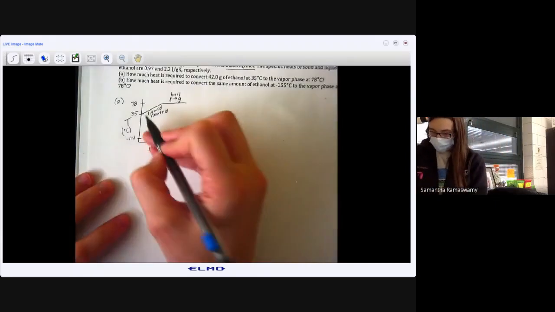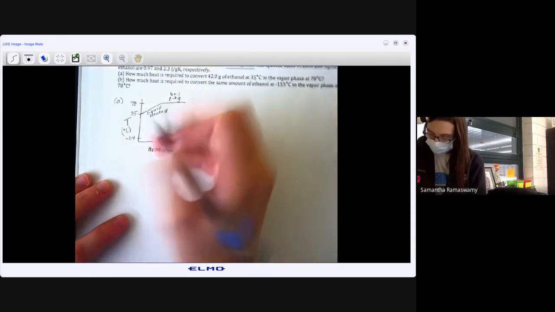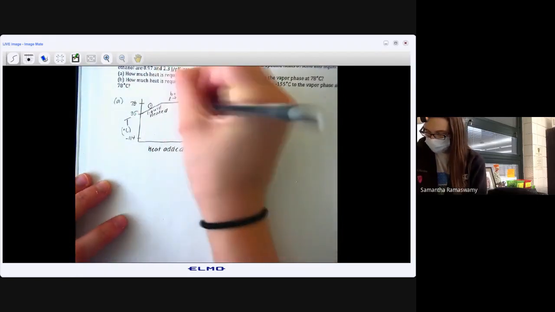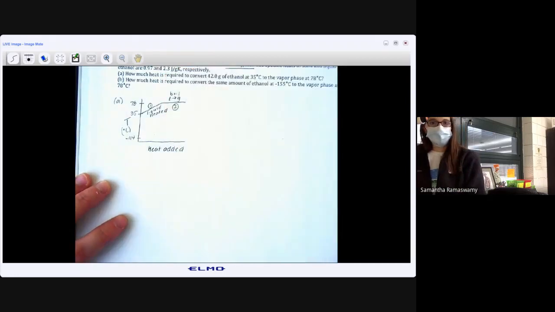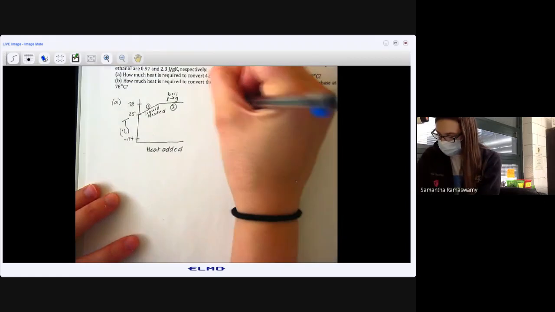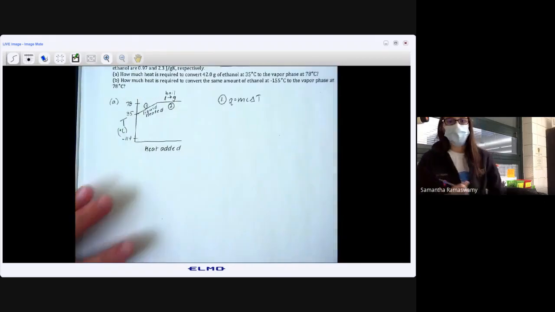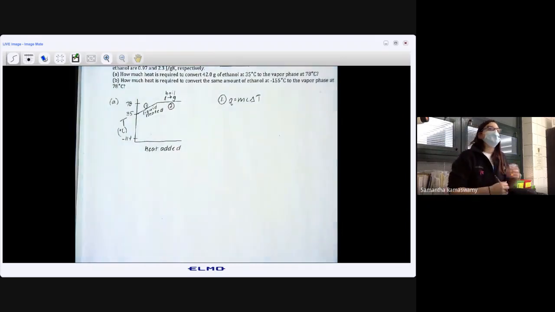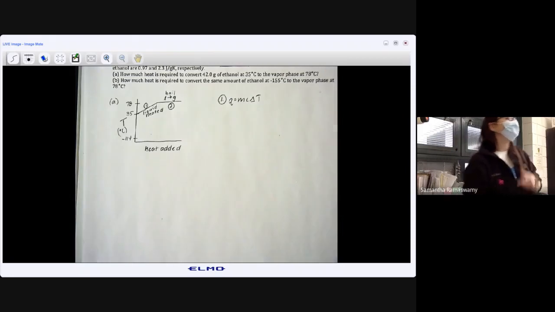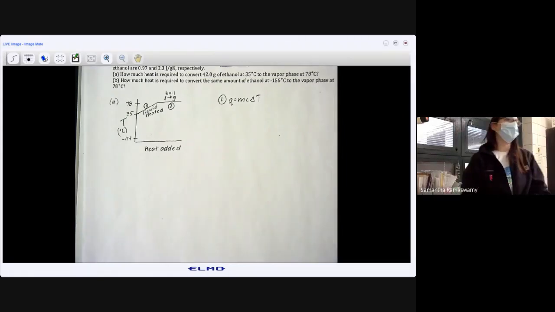whenever you have a change in temperature, I'm going to label this section number 1 and this section number 2. When you have a change in temperature, you can use Q equals MC delta T. Just make sure you're using the correct specific heat. If it's a liquid, you need to use the specific heat for a liquid. If it's a solid, you need to use the specific heat for a solid.